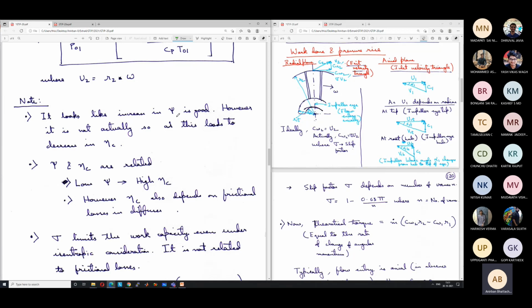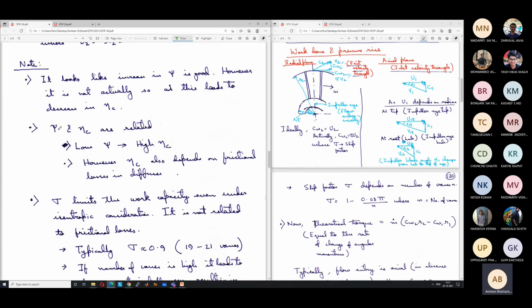It looks like increasing power input factor is good. However, it is not actually so, as it leads to decreasing eta C. Power input factor and eta C are related. Low power input factor means high efficiency of the compressor. However, as I have already explained, efficiency of the compressor not only depends on the frictional losses in the impeller, it also depends on frictional losses in the diffuser.